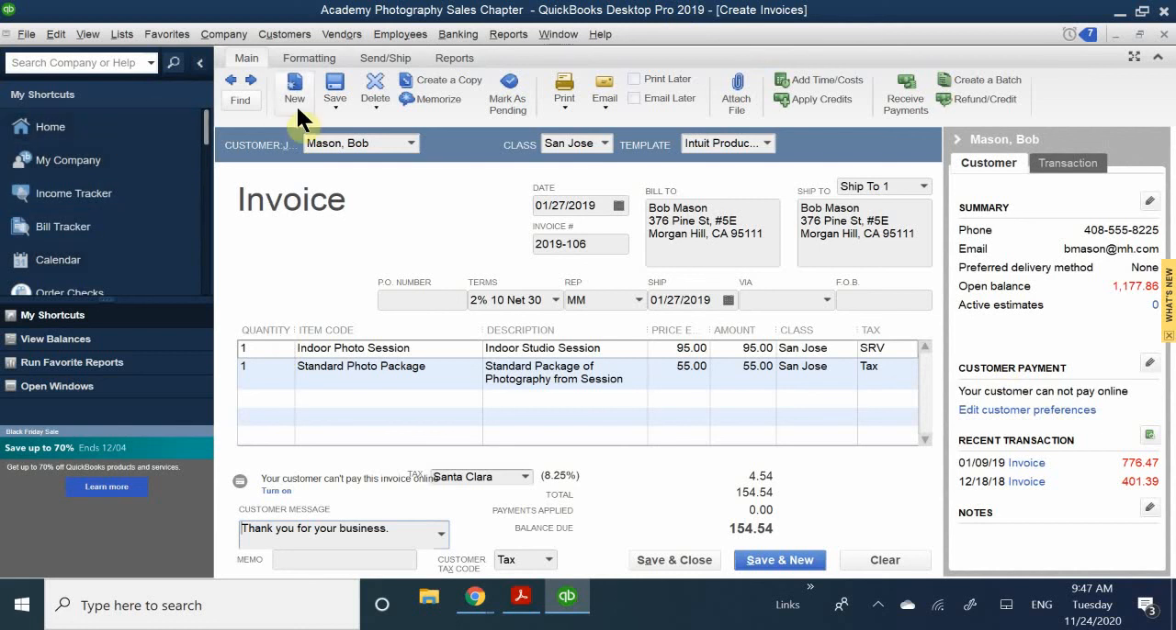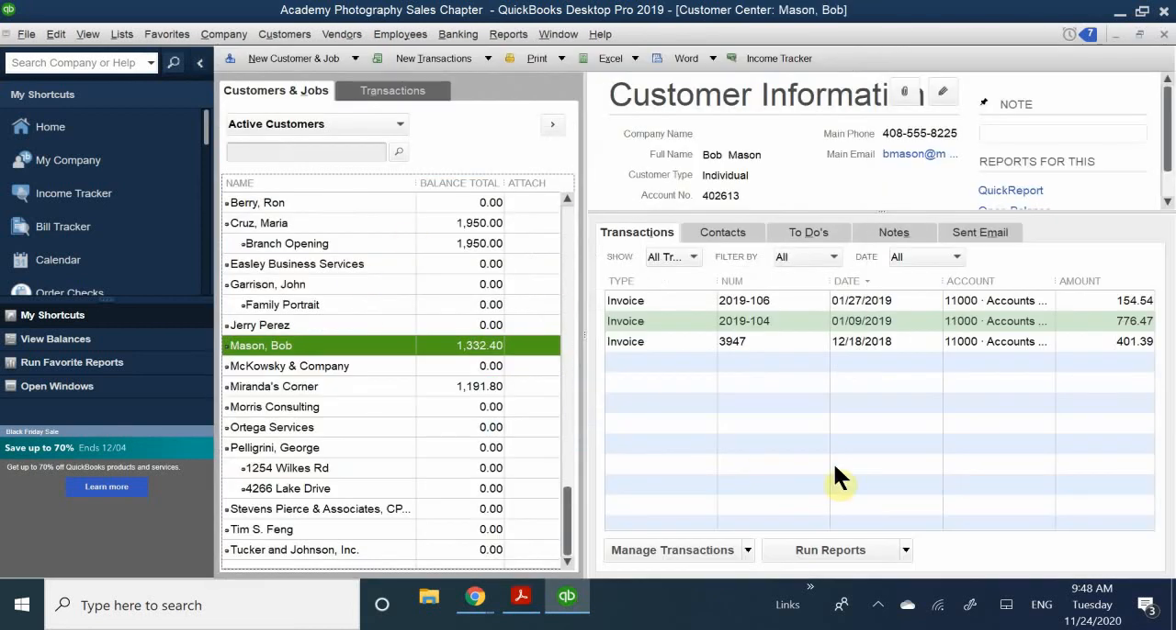So here I am done with Mr. Bob Mason. My invoice is done. Invoice 106. Date is complete. Tax is there. I will go ahead and click Save and Close. Straightforward. Invoices and sales receipts are identical to each other. All you got to do is fill out the information and boom. So here you go. I'm right now looking at Bob Mason. He has 3 total invoices pending.